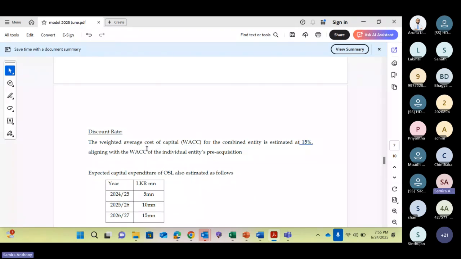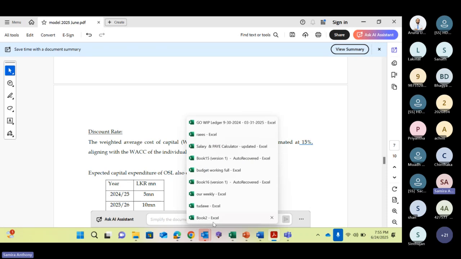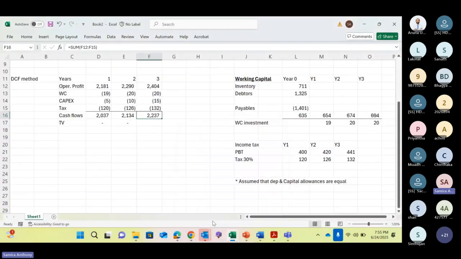The weighted average cost of capital for the combined entity is estimated 15%, aligned with WACC of the individual entities pre-acquisition. Therefore, no need to do the WACC calculation here. But in the coming exam, you have to do the WACC calculation, right? Keep it in your mind. They have given all the information for that, except the finance cost rate. That's the only information they have not given. All other information are given, right?